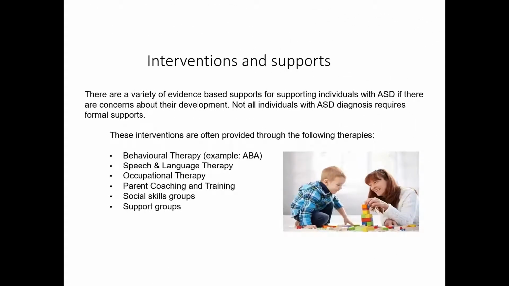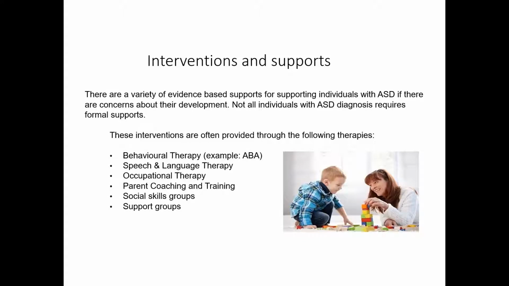There are a variety of evidence-based supports for individuals with autism if there are concerns about their development. Not all individuals with an autism diagnosis require formal supports. These interventions are often provided through the following therapies. Behavioural therapy, for example ABA therapy, which is applied behaviour analysis. A lot of individuals will access behavioural therapy to help with skill development and learning new behaviours that are helpful and beneficial for them. If an individual is experiencing a lot of communication, speech and language challenges, then accessing speech and language therapy would be very helpful. Occupational therapy is another type of therapy often utilized by individuals and their families on the spectrum. The occupational therapist would work within a variety of interventions and areas to support the child's daily living skills.